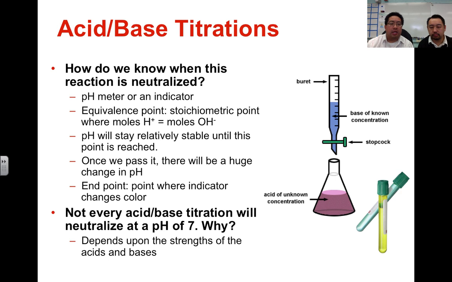Yeah, so we try and choose endpoints or indicators that have endpoints close to the equivalence point of the neutralization reaction we're interested in. And while you might think that everything would neutralize at 7, not everything does. And this is because of the relative strengths of the acids and the bases themselves.